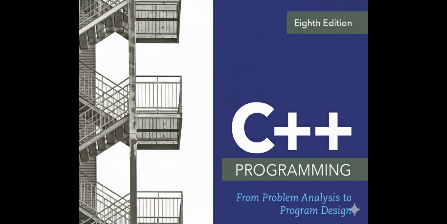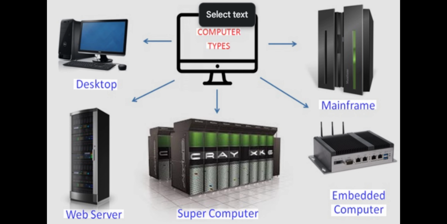In this chapter, we'll be going through 11 topics. So, our first topic is types of computers. Computers are categorized into different types depending on their capacity, performance, and purpose.